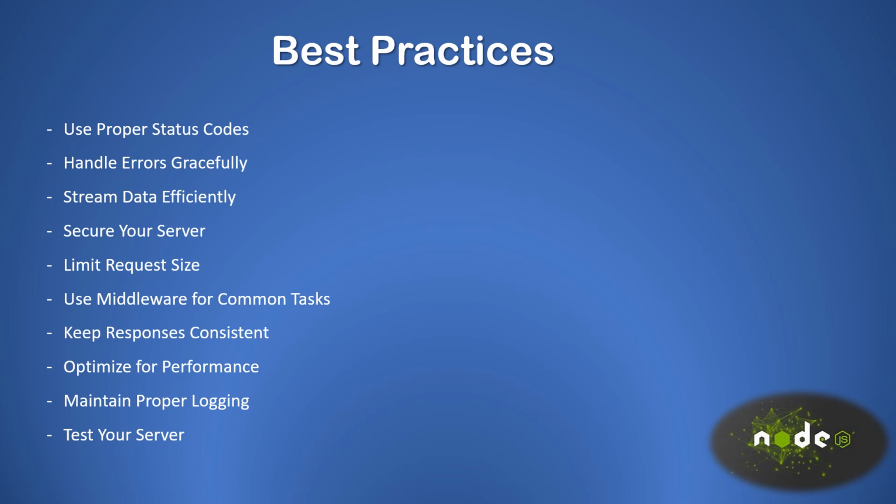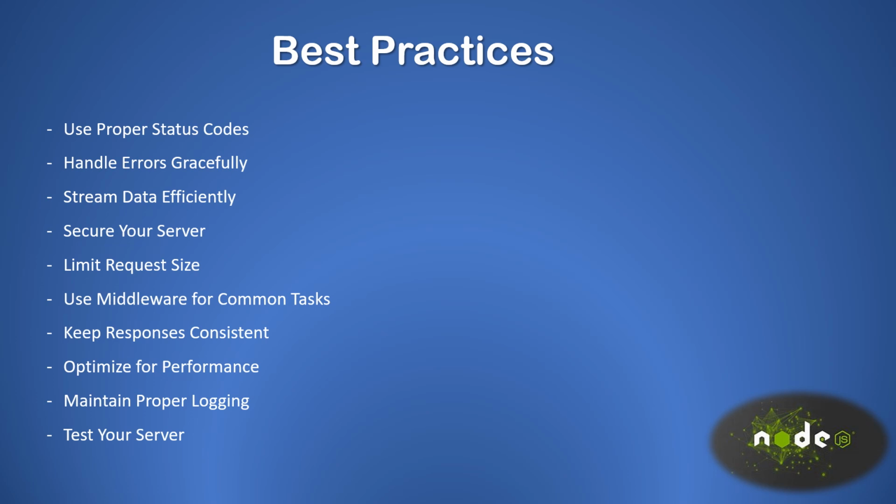Stream data efficiently. Use streams for handling large data uploads or downloads to improve performance and reduce memory consumption. Secure your server, that is very important. Implement security best practices such as validating input, sanitizing user data, and using HTTPS for secure connections. Limit request size. Set limits on the size of incoming requests to prevent denial of service attacks and manage resource usage effectively. Use middleware for common tasks. Consider using middleware for common functionalities like logging, authentication, and parsing requests.